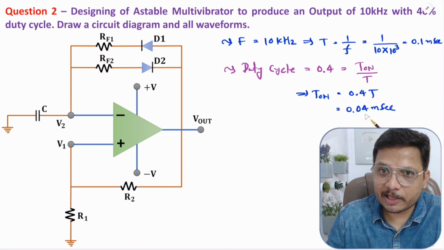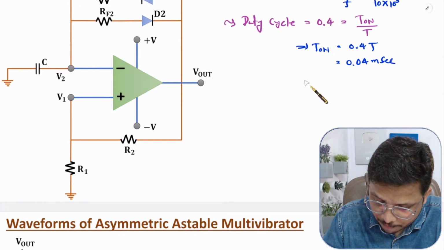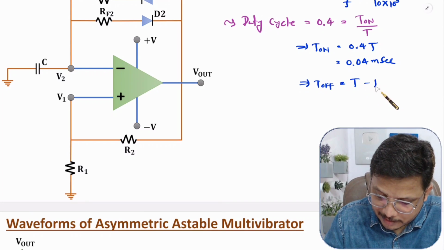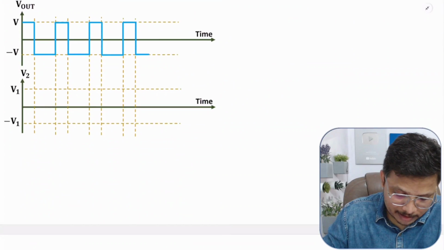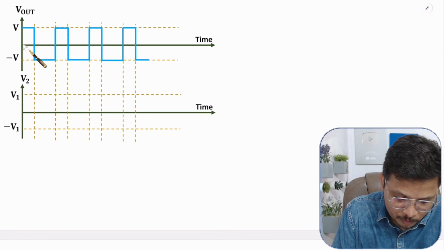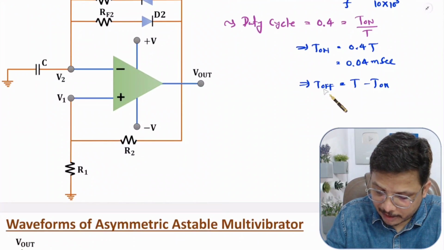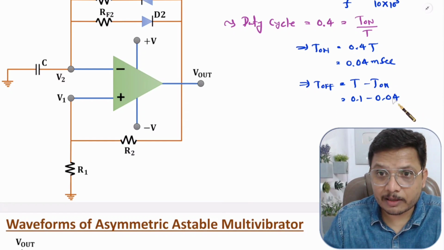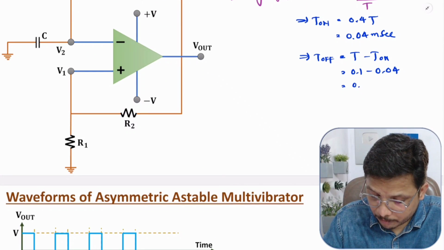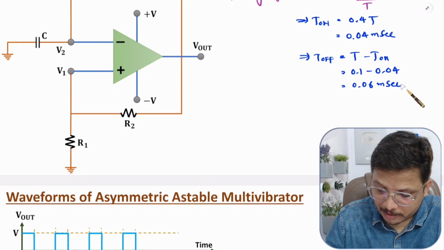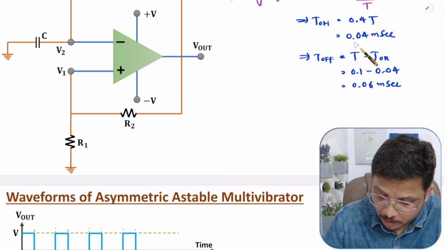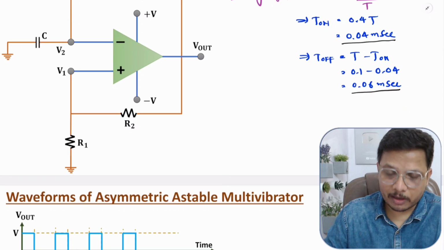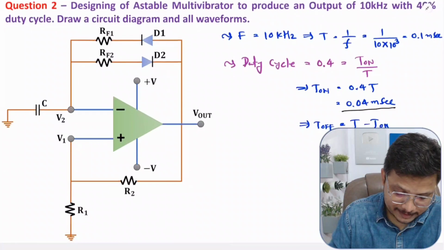Based on that one can have value of T off. You see how. What is T off? T off that is total time period T minus T on, right? See, T on plus T off that is equals to T. So here T off will be T minus T on. So 0.1 minus 0.04 that is resulting into 0.06 millisecond. So now we have values of T on and T off, and based on this we can have component selections, right?